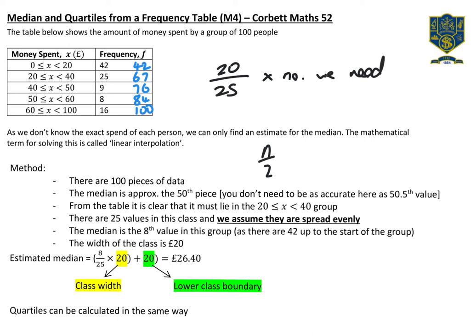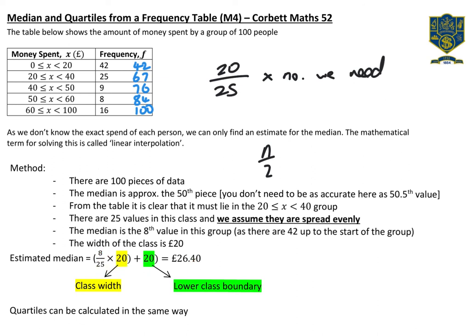So the 20 to 40 group has the 43rd, the 44th, and all the way up to the 67th term in that. So because there's 42 terms already happened, the 50th term is going to be 8 in here. So to get from 42 to 50, we'll add on 8. So we need 8 of this group. So what we'll do is we'll divide the width of 20 by 25, and then we multiply it by 8. And then we add that to the lower boundary, and we get £26.40 in this case.